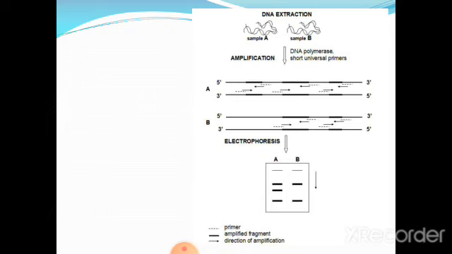Then once the amplification is through, you will put them to electrophoresis, and you can see the banding patterns developed for sample A and for sample B, and definitely there is polymorphism. This is how you can make use of RAPD as a marker. In this scheme, the dotted lines are the primers, the thick dark lines are the amplified fragments, and the arrow mark shows the direction of amplification. This is what is exactly done in RAPD.